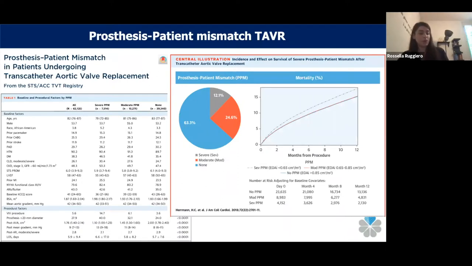The same phenomenon was observed also in TAVR. This is a paper which was published in 2018 in JACC. As you can see, they evaluated 62,000 patients who underwent TAVR, and they found a rate of severe patient prosthesis mismatch of about 12%. And as you can see, patients with severe patient prosthesis mismatch were at higher risk of mortality.